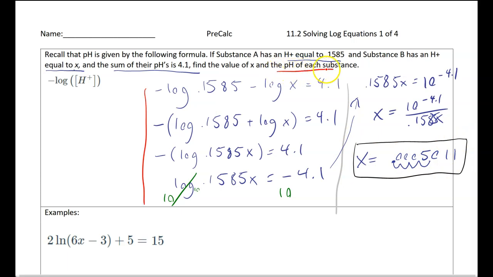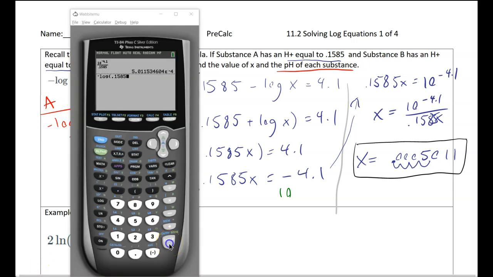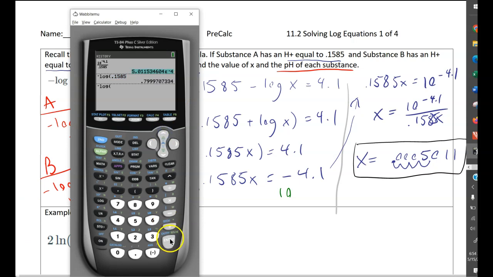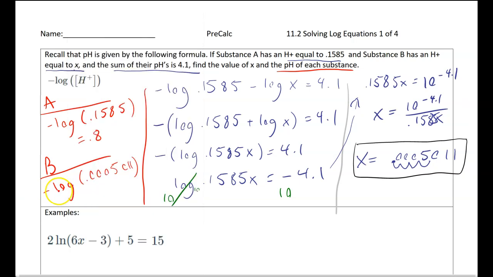And then we were asked to find the pH of each substance, right? So, well, substance A would be negative log of 0.1585, which I can just type in like this. I get 0.8, we'll round that to. And then substance B would be negative log of x, right? Which would be negative log of 0.0005011. And I'm going to actually use the value from my calculator. I'm going to do negative log and copy and paste, right? And I get 3.3. So these are my pHs, right? Which I was asked for.